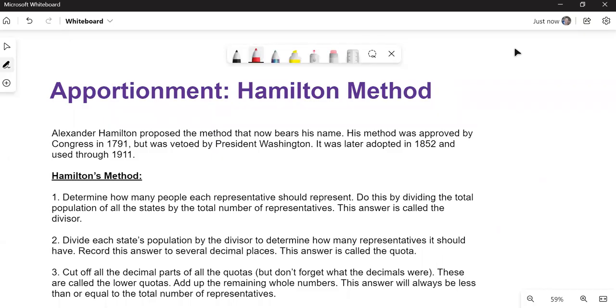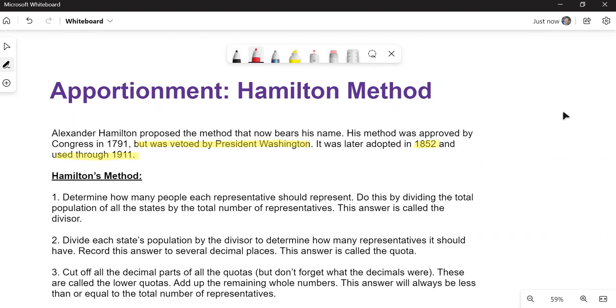In this video, we will look at apportionment, our first method, the Hamilton method. Alexander Hamilton proposed this method that has his name. It was approved in Congress in 1791, but was vetoed by President Washington, a big no. However, later it was adopted in 1852 and used through 1911. We no longer use this method, but it is a nice way to start.